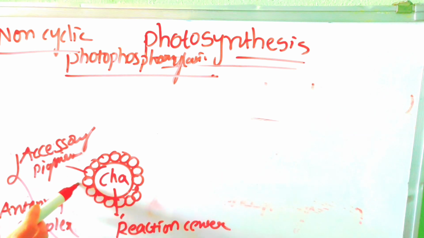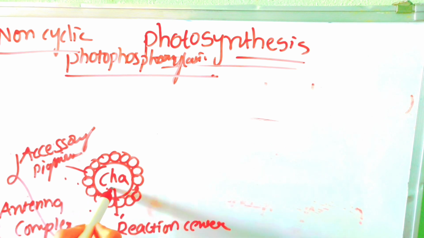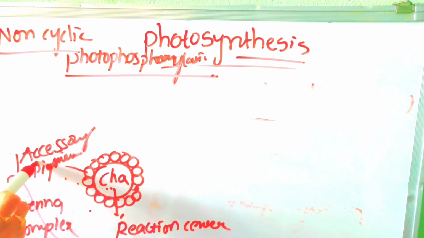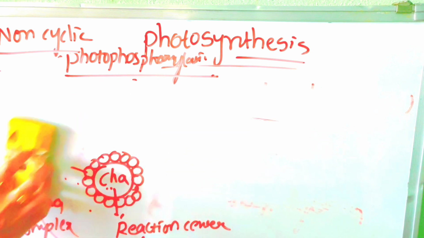Okay, what are the accessory pigments? Accessory pigments surround the reaction center. The center of the reaction molecule is chlorophyll A. The combination of the accessory pigments plus the reaction center is called the antenna complex. Okay, these are very important requirements for non-cyclic photophosphorylation. So, now coming to the process.